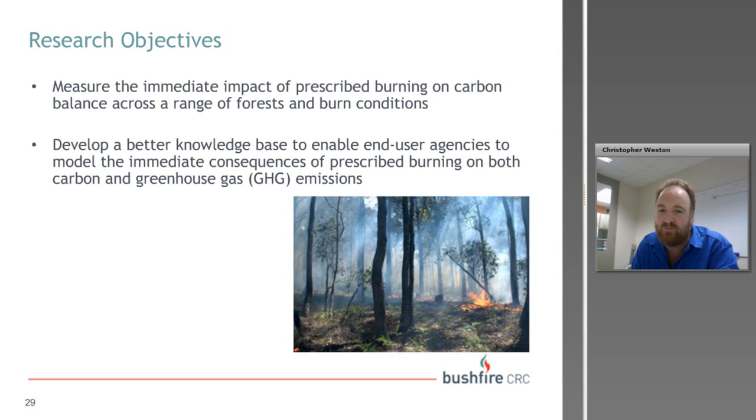So our aim was to measure the immediate impact of prescribed burning on carbon balance across a range of open forests in which we typically apply planned burning operations. And we attempted to cover a range of burn conditions.